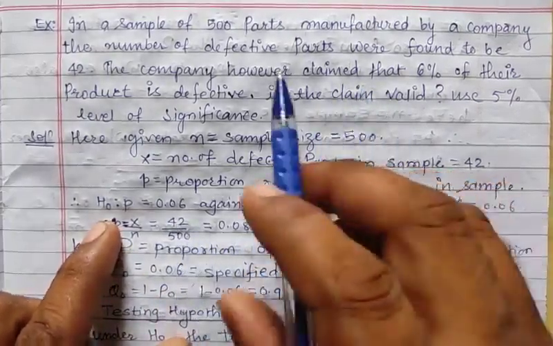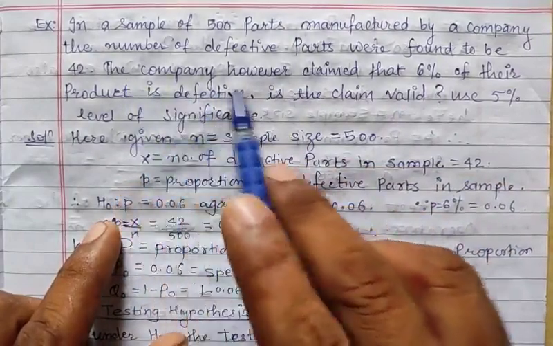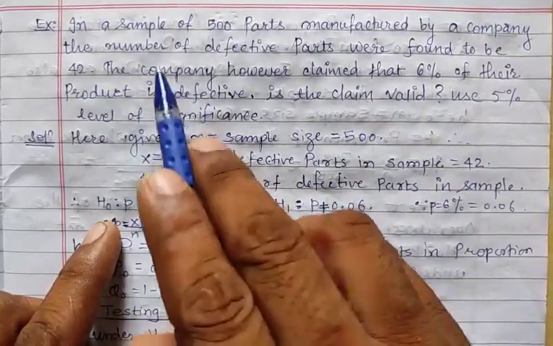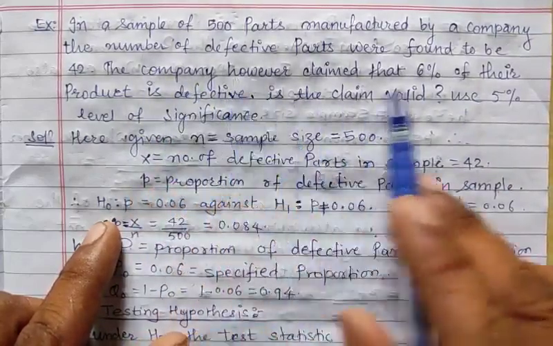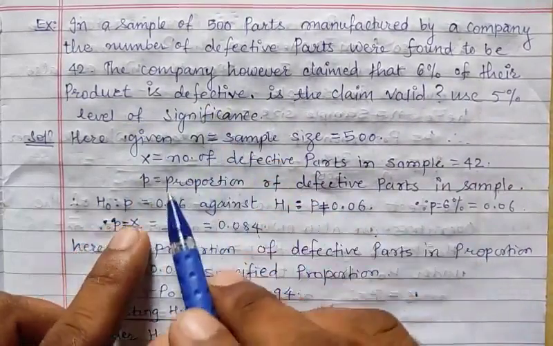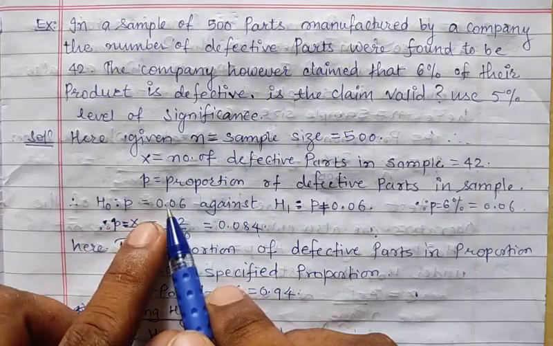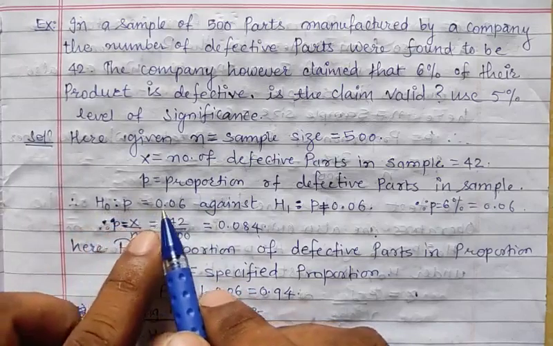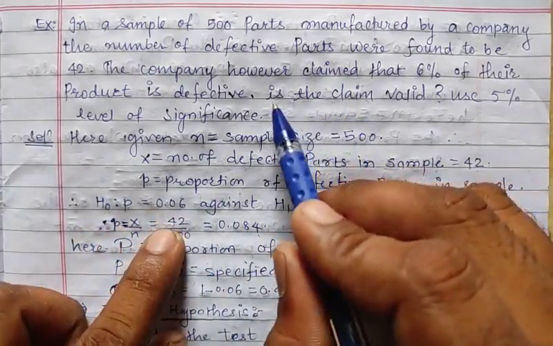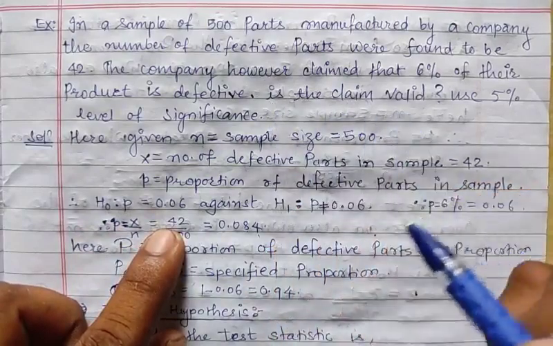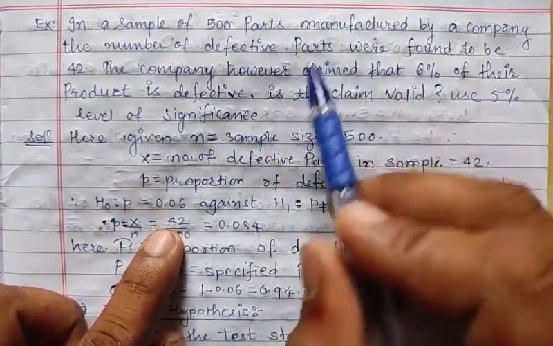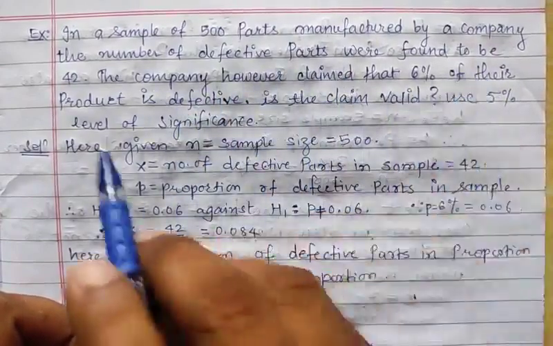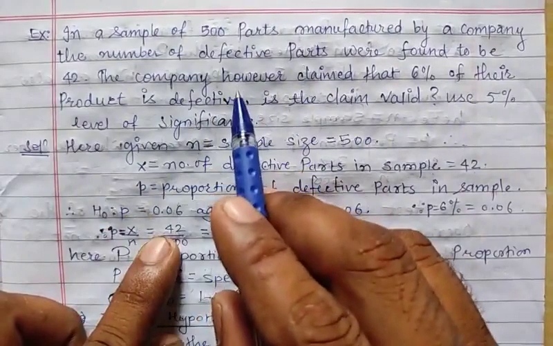Now we will check what is to be checked. The company however claimed that 6% of their product is defective. What is the claim? The company claimed that 6% of their product is defective. So the value of P1 is 6%, which is 0.06. We have to check H0 is P equal to 0.06, and they asked whether the claim is valid. To check whether the given claim is valid means: is this claim valid or not?